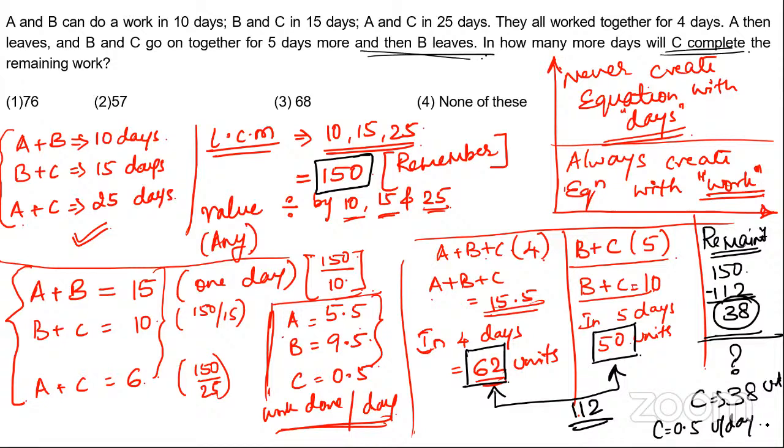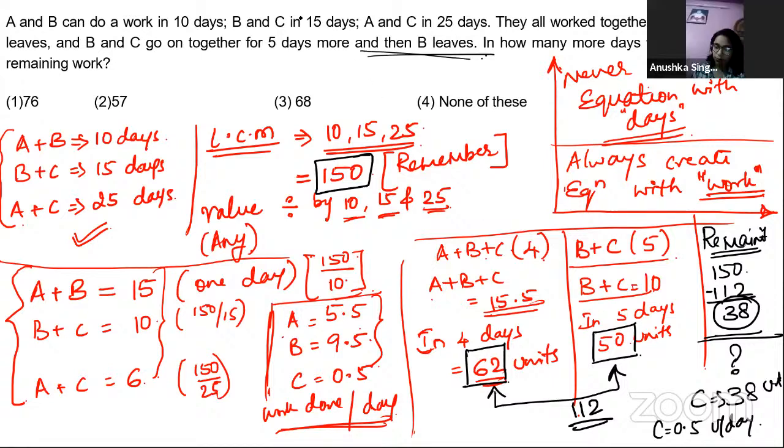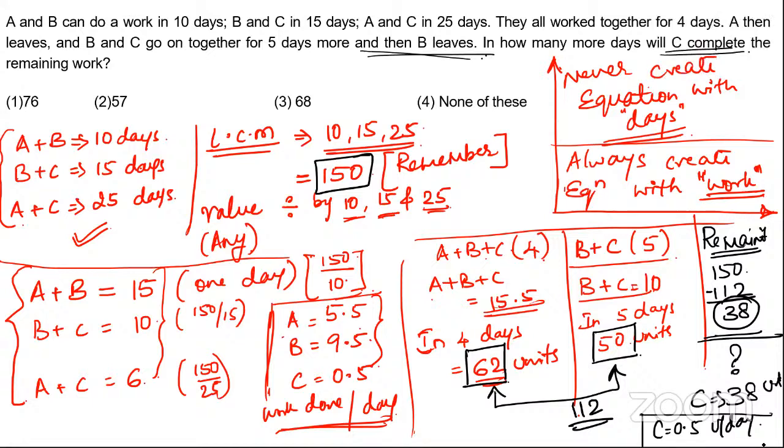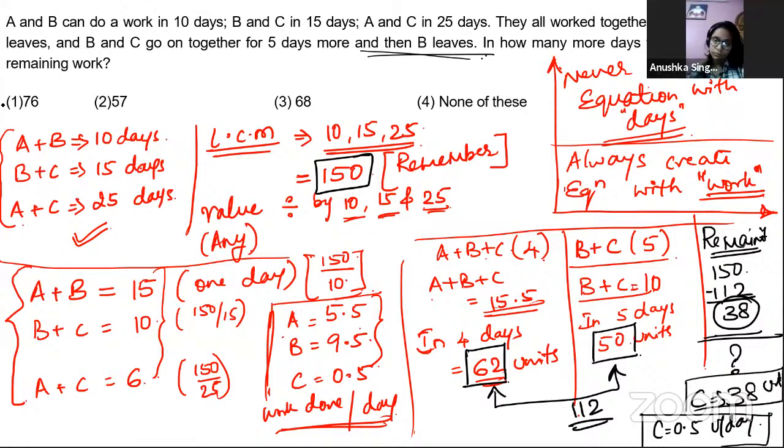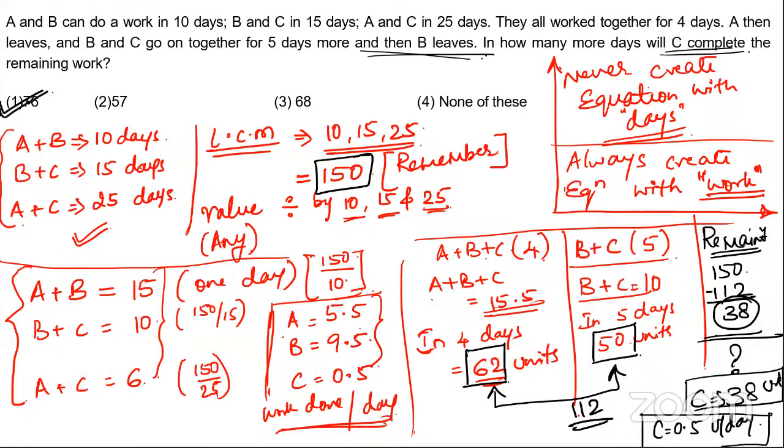So to complete 38 units, assume this: you eat half of a pastry in a day. To eat 38 pastries, how many days do you require? 76. You eat half of a pastry in a day, so to eat your 38 pastries, you require double the number of days, which is 76.